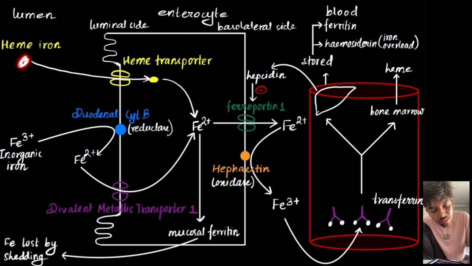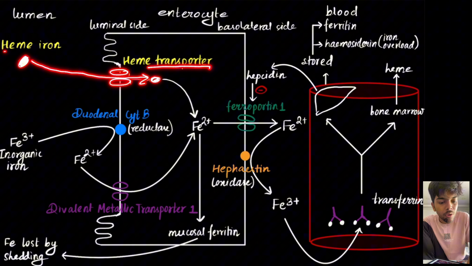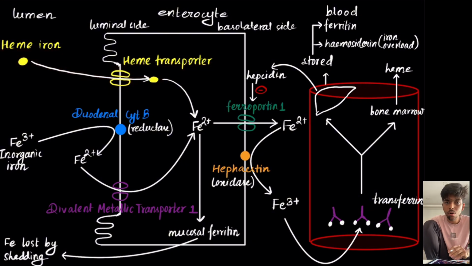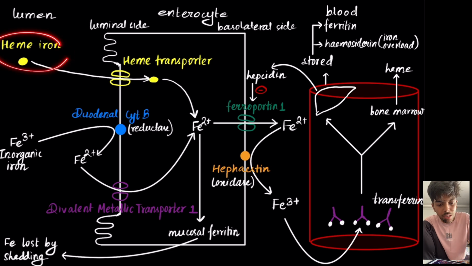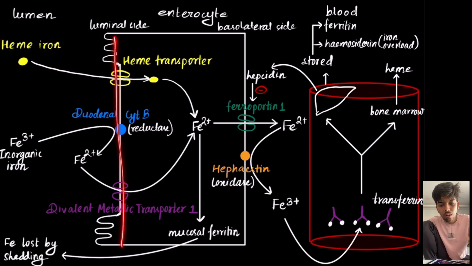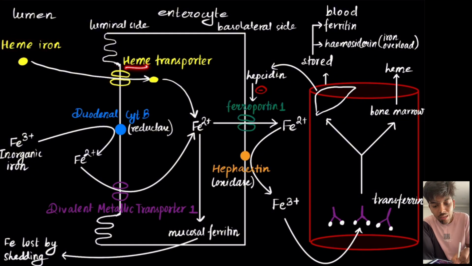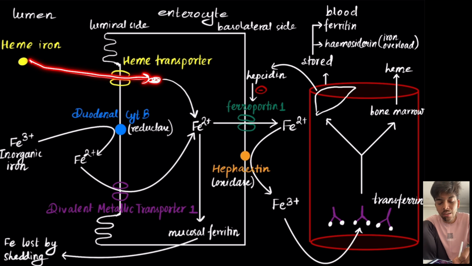Heme iron, present in yellow, does not go through any extra step. It is directly absorbed into the enterocyte with the help of a transporter. Since this transporter is for heme iron, it is called the heme transporter. Simple. So here's the lumen. In the lumen, there's your heme iron. On the luminal side of the enterocyte, there's your heme transporter, which allows for the entry of heme iron directly into the enterocyte without any extra step.